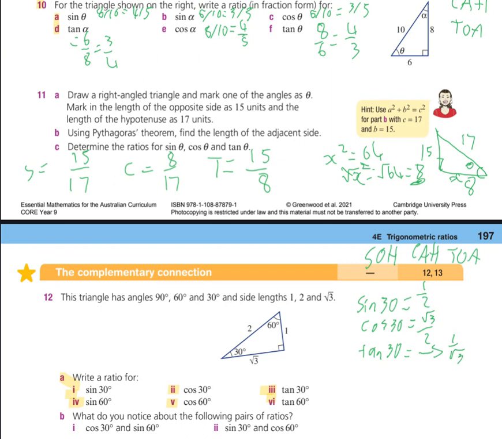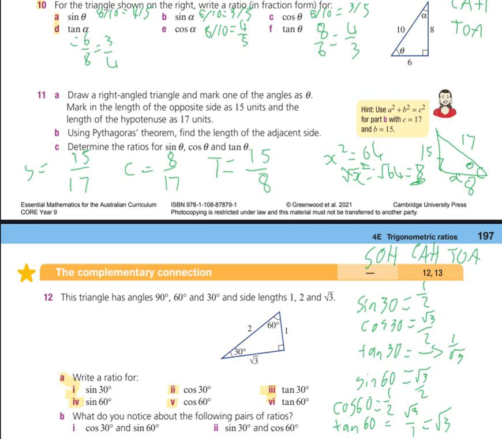Then we've got sine 60. Sine 60 is going to be the opposite over hypotenuse. Opposite is √3, so √3/2. Then you're going to have cosine 60, which is adjacent over hypotenuse. Adjacent is 1, so 1/2. And lastly, tan 60 is going to be opposite over adjacent, √3/1, which of course is just √3.